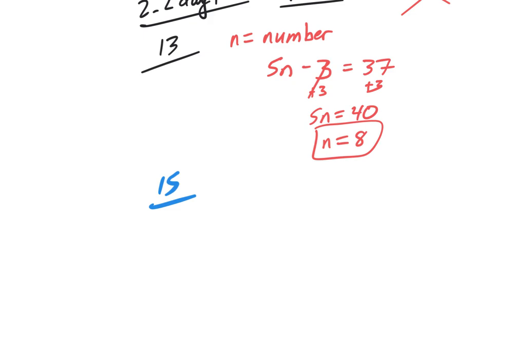Anybody want to give it a shot? Anybody confident that they got this one? This just writing out the equation part? Yeah, let's hear it, Jake. 3 times n plus 4 equals -6.